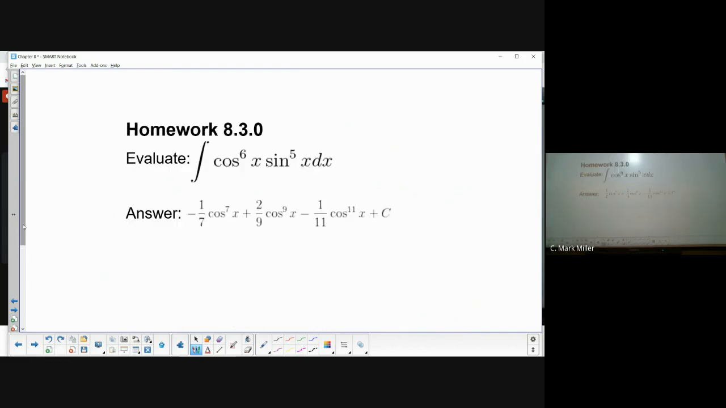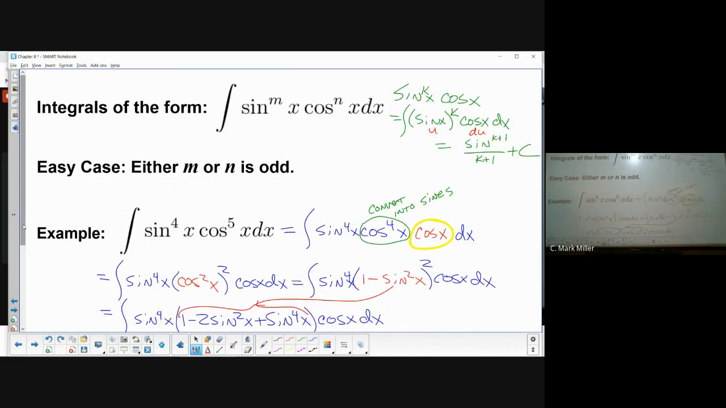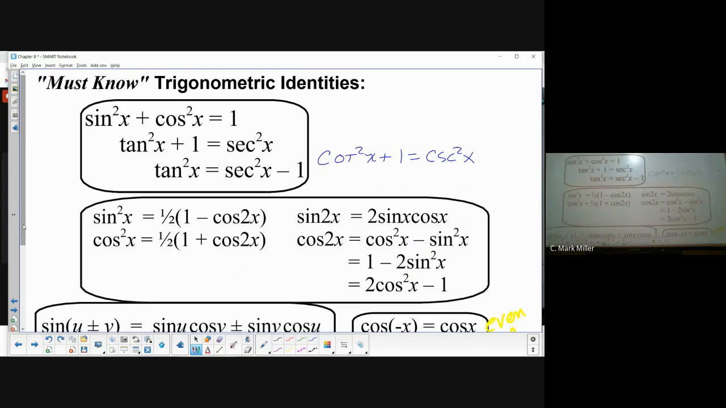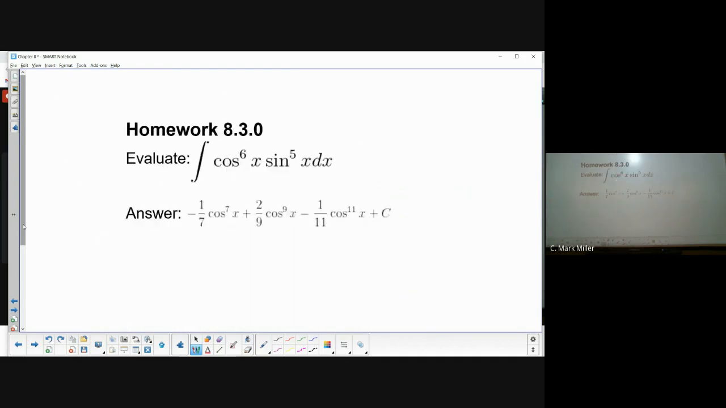Here, you're going to be doing it with the sine. You're going to peel off one of the sines. Then you're going to have sine to an even power times a bunch of cosines. Now, keep in mind, the derivative of cosine is negative sine. Here, the derivative of the sine was a positive cosine. So you're going to be playing here with some negative signs, and you're going to have negatives in your answer.